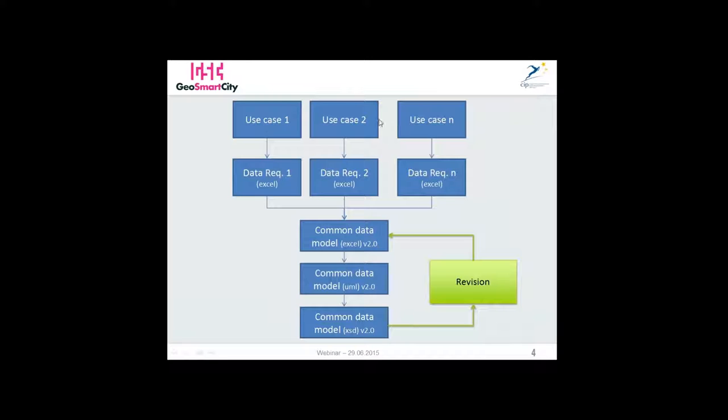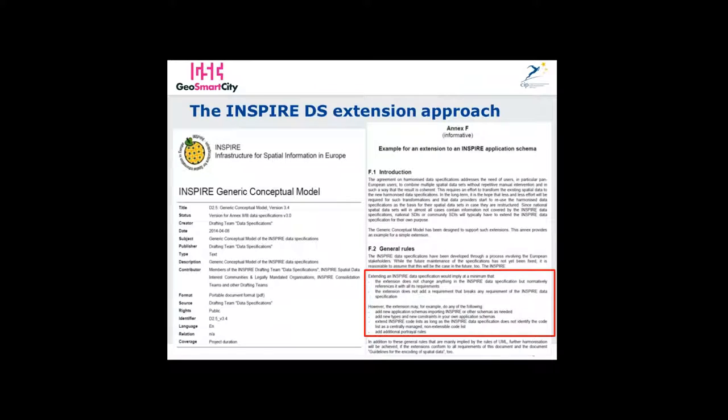Very important was the revision loop starting from the first release of the XSD, because after having participated in the initial phase of deriving the common data model in Excel, once the pilots started to work with their physical transformations, a revision loop started in order to take into account further considerations in a very usual refinement approach.